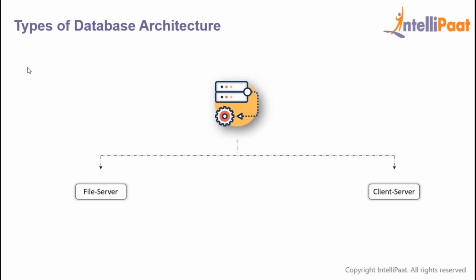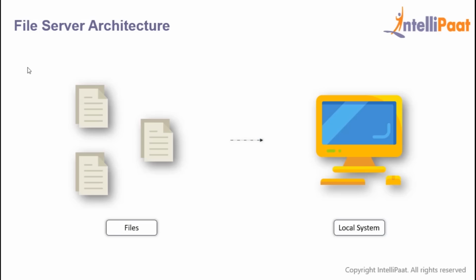So now that we've understood what exactly is a database and database management system, let's have a look at the types of database architecture. So the database architecture could either be file server or client server. So let's start with the file server architecture. So in the file server architecture, the files are located on your local system. That is, they are local to you.